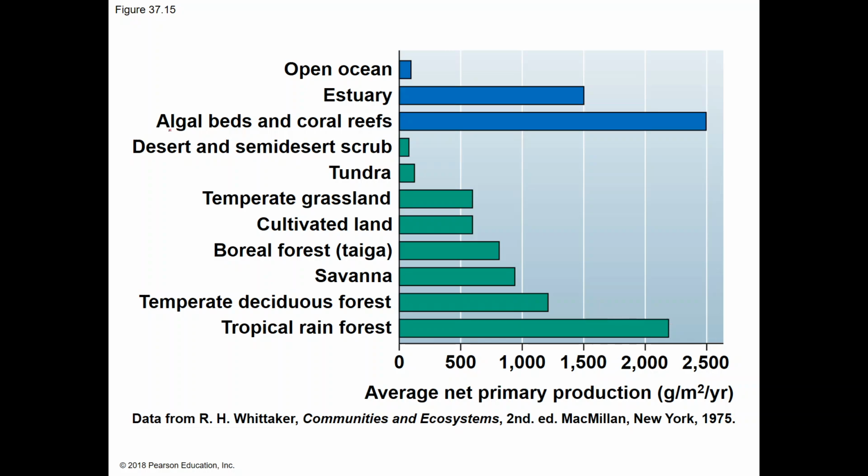In the aquatic realm, algal beds and coral reefs are kind of the rainforests of the water ecosystem. It's interesting, the open ocean has relatively low primary production, and that's because it's so big and so vast and so deep, so much of the ocean is not very productive.